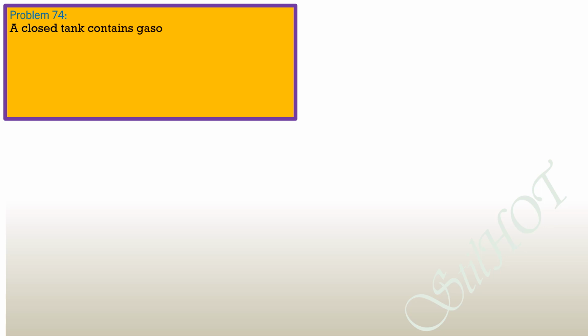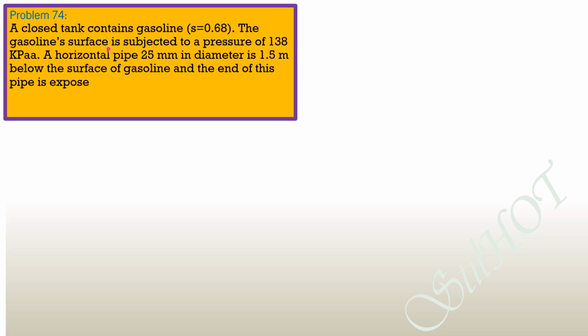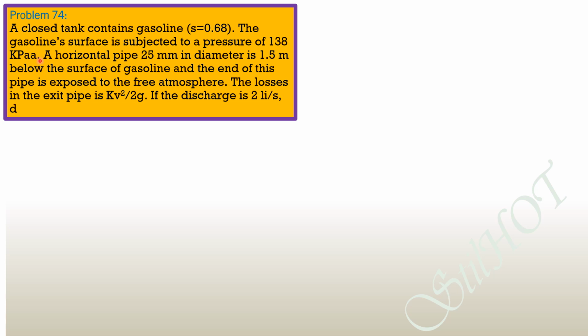Problem 74. A closed tank contains gasoline of specific gravity 0.68. The gasoline surface is subjected to a pressure of 138 kilopascals absolute. Remember, this is kilopascals absolute. A horizontal pipe 25 mm in diameter is 1.5 meters below the surface of gasoline, and the end of this pipe is exposed to the free atmosphere. The loss in the exit pipe is K, loss coefficient capital K, times the velocity head in the pipe. If the discharge is 2 liters per second, determine the value of K.